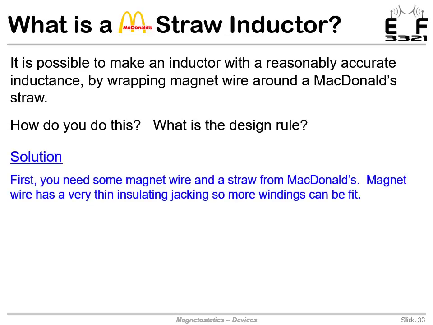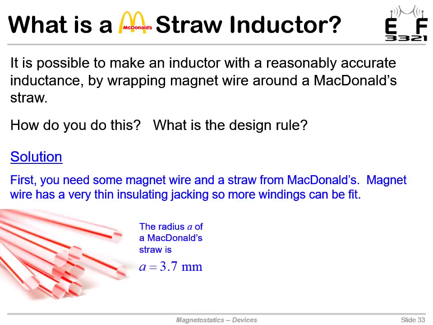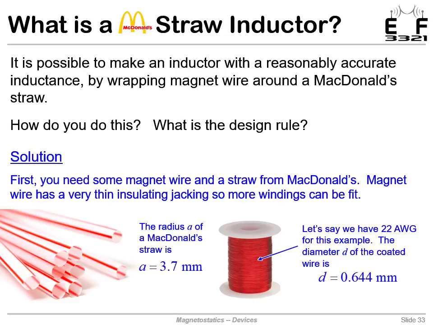So we need two things. We need a McDonald's straw or a stack of McDonald's straws, and magnet wire. McDonald's straws are good because they're relatively tough. We can wind windings around that without deforming the straw too much. And they have a radius of about 3.7 millimeters. Then we need magnet wire, and these come in various gauges. I picked 22 gauge magnet wire for this example.